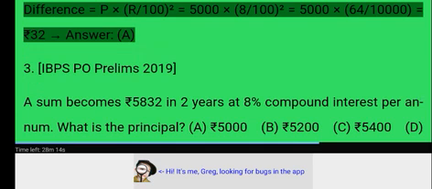Solution. Difference equals P times (R/100) squared equals 5,000 times (8/100) squared equals 5,000 times 64/10,000 equals 32 rupees. Answer: A.